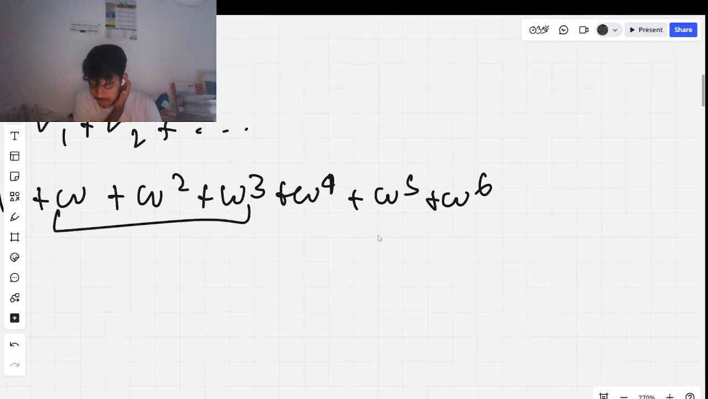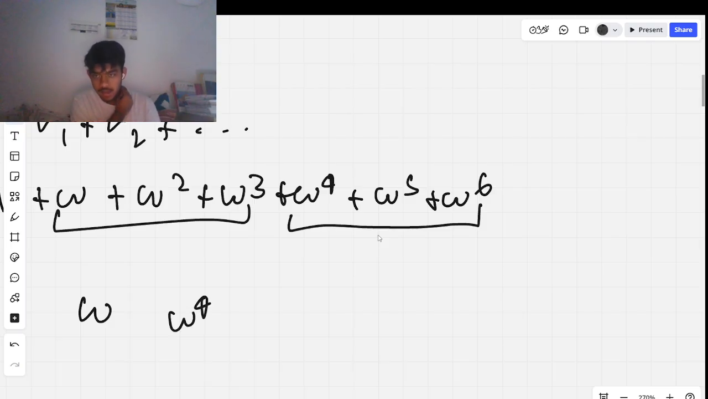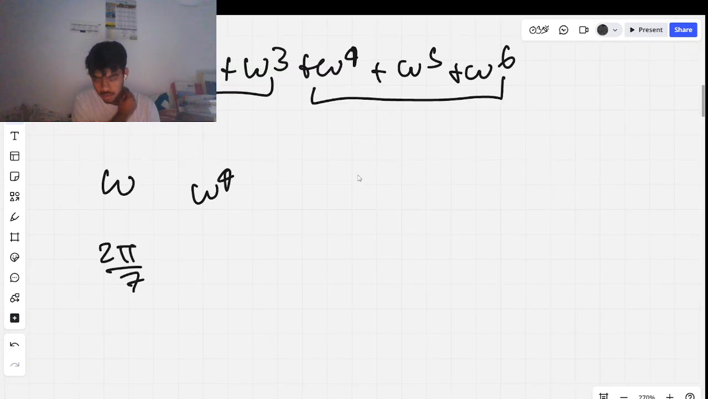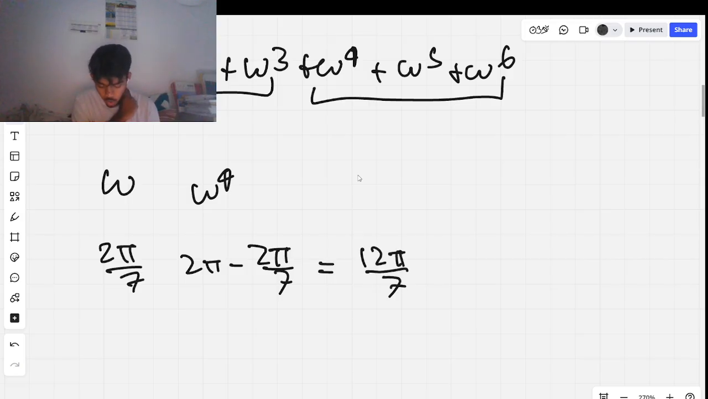Has conjugates, being these parts of the sequence. So w, its conjugate is w to the 4. And you can kind of see that because 2 pi over 7, if you look at the arguments, and you do 2 pi minus 2 pi by 7, I think that's correct, you get 12 pi over 7.